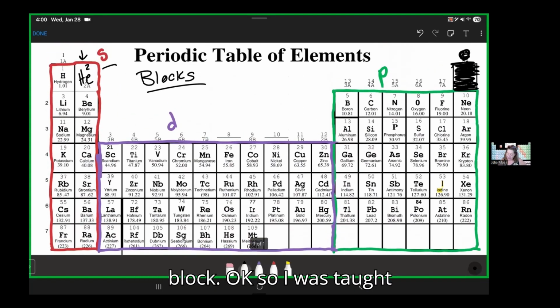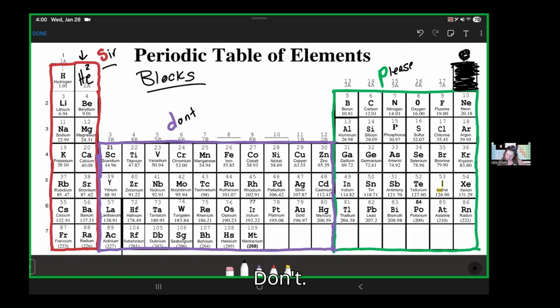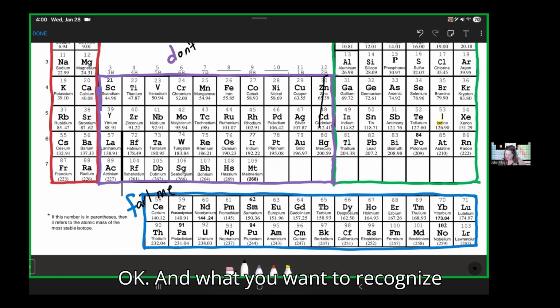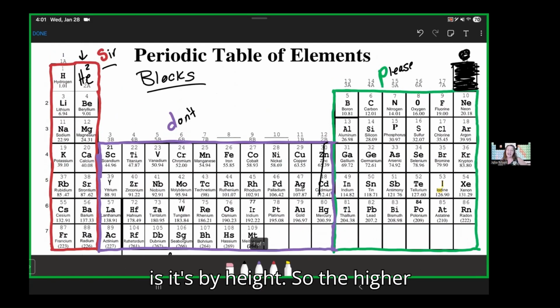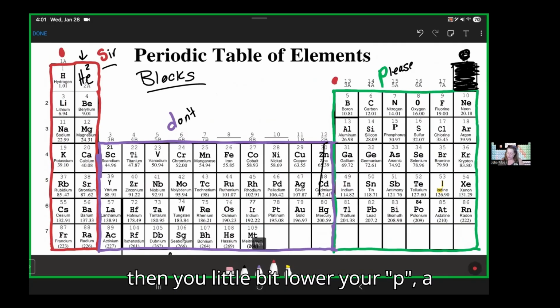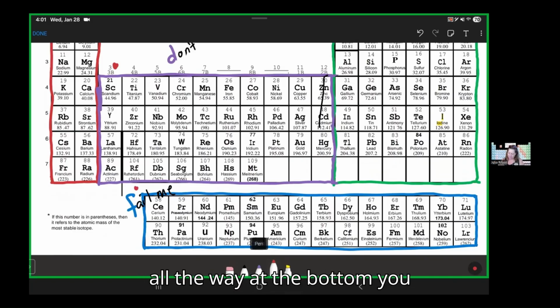I was taught to remember this by Sir, please don't fail me. And what you want to recognize is it's by height. So the higher it is, you've got the S over here, then you get a little bit lower, your P, a little bit lower, your D, and then all the way at the bottom, you've got your F. So S, P, D, and F.